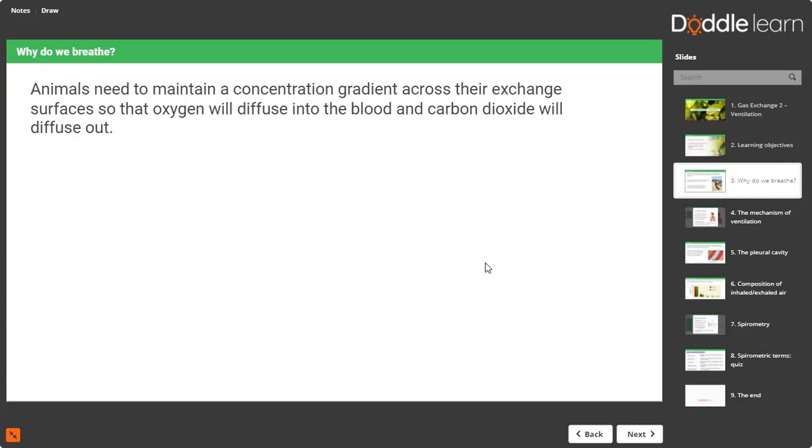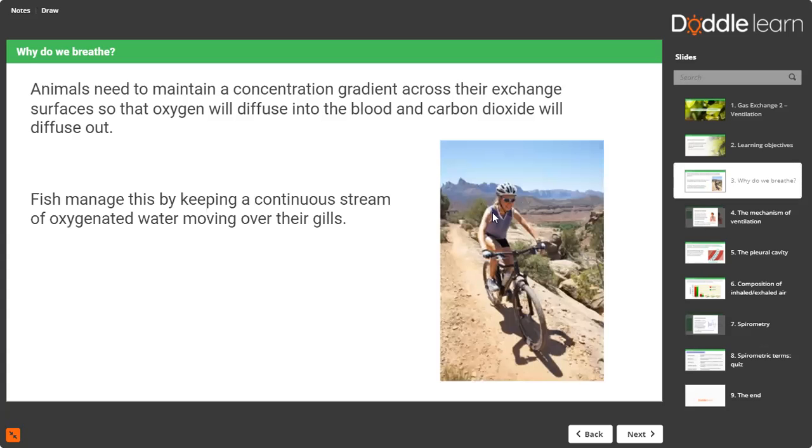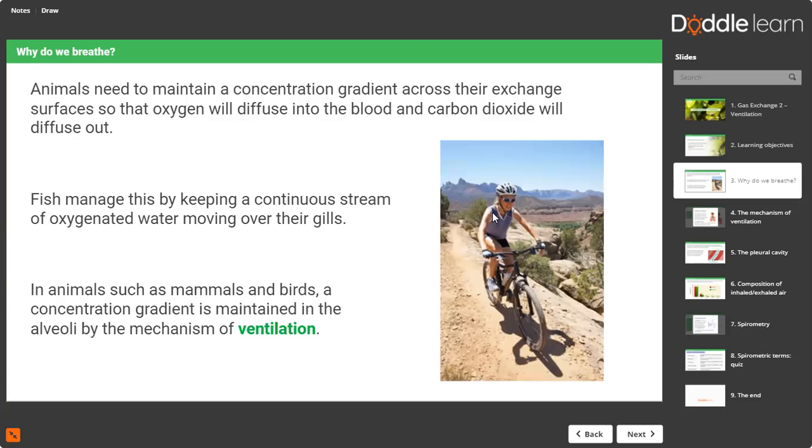So we have that continual diffusion of oxygen and carbon dioxide in either direction. And we always say it has such and such to maintain a steep concentration gradient. Fish manage this because they have a continuous stream of oxygenated water moving over their gills, and we'll look at fish in a bit more detail in another session. But in animals such as mammals and birds, we actually have to have a concentration gradient maintained in our alveoli by a mechanism called ventilation.